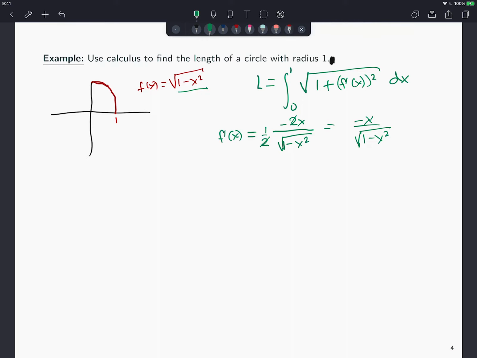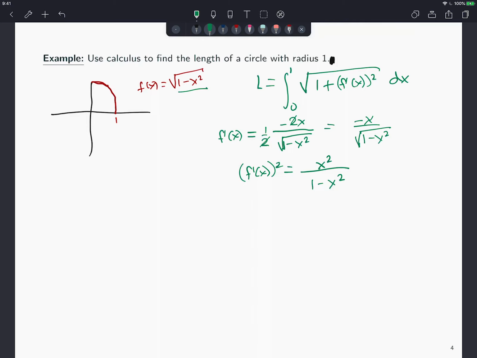Okay, so now I need to square this. So let's square it. If I square it, the derivative f prime quantity squared becomes x squared. I can forget about that negative. And in the denominator, I get 1 minus x squared. I can forget about the square root. Okay. Now I'm not done.